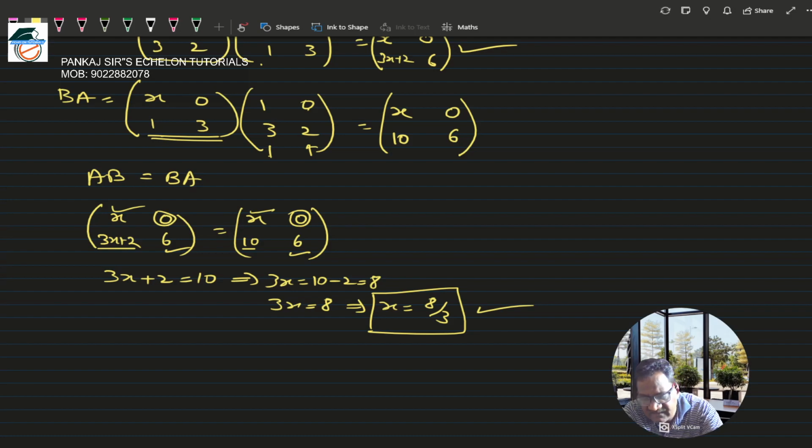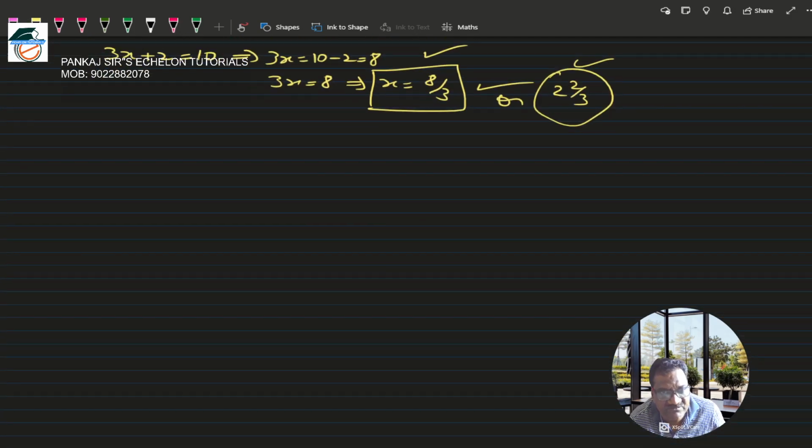Let me check the answer. And yeah, it is 2 and 2/3. Now 8 upon 3 can be written as 2 and 2/3 also. This is in a mixed fraction form, and this is an improper fraction. Okay, fine. So that was question number 47, and let us move on to 48.